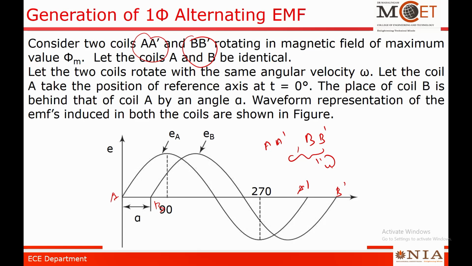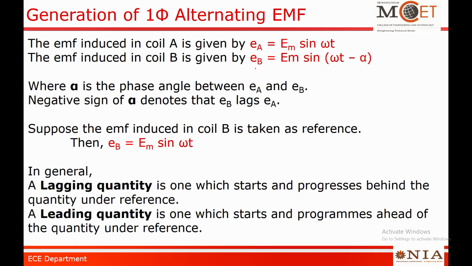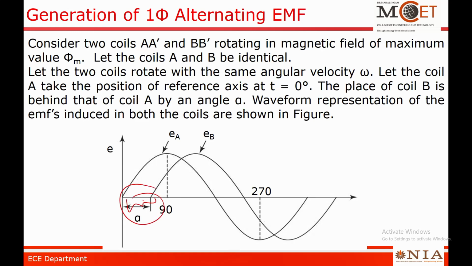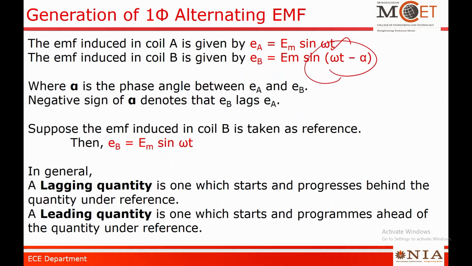Let the coil A take the position at the 0th point at time 0, whereas coil B is behind that point, so it has some offset. After considering this, we have the equation. Normally the induced EMF equation is E = Em sin omega t. For the B dash coil there is a gap, so this gap is notated as omega t minus alpha. This is because A started from the 0th position, whereas B starts from some angular gap, which I have mentioned with the alpha value.